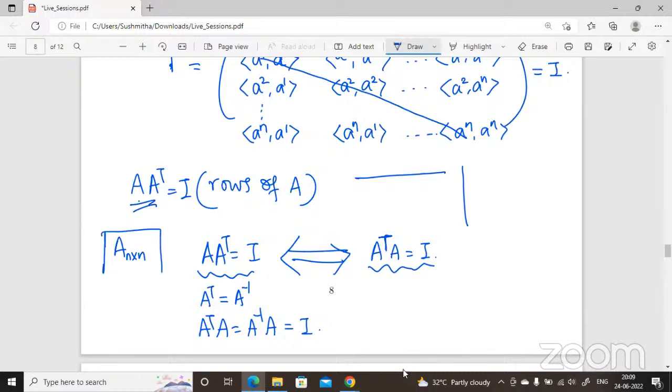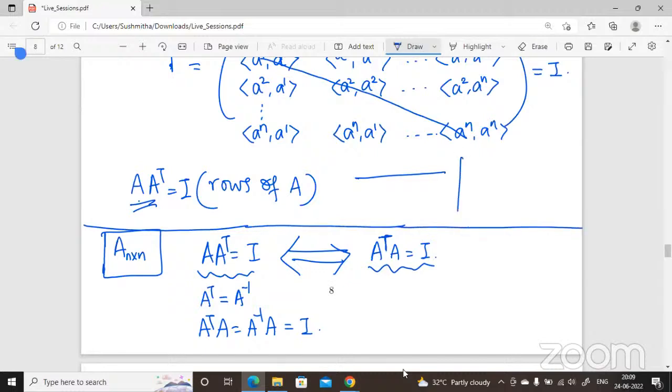This is only for square matrices, not for rectangular matrices, because there is no concept of inverse for rectangular matrices, right? If one of these is satisfied, the other is satisfied only because it is a square matrix. If it is a rectangular matrix, this does not hold. You can even try examples where one of these is satisfied and the other is not.